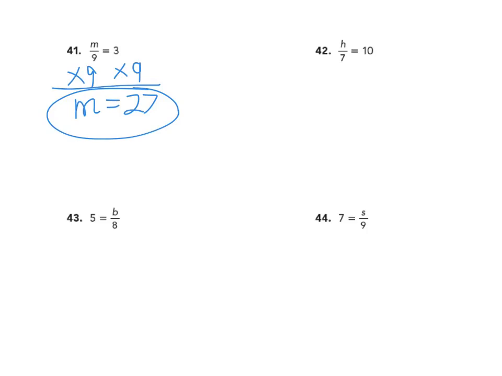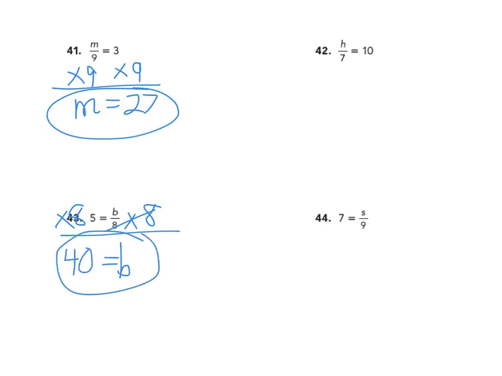For number 43 here, I see that it's B divided by 8. If I multiply this side by 8, and I multiply this side by 8, I'll be able to get B all by itself. And then 8 times 5 is 40. I know the value of B is 40 because B divided by 8 is 5, and so is 40 divided by 8. If you want to try the other two, you can pause the video here, then we'll go over it.